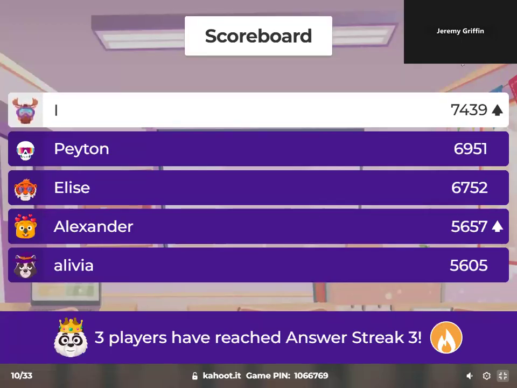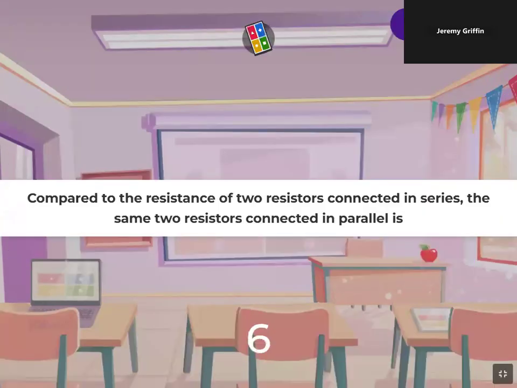Olivia, Alexander, Elise, Peyton, who's the first? Compared to the resistance of 2 resistors in series, the same 2 resistors in parallel is?